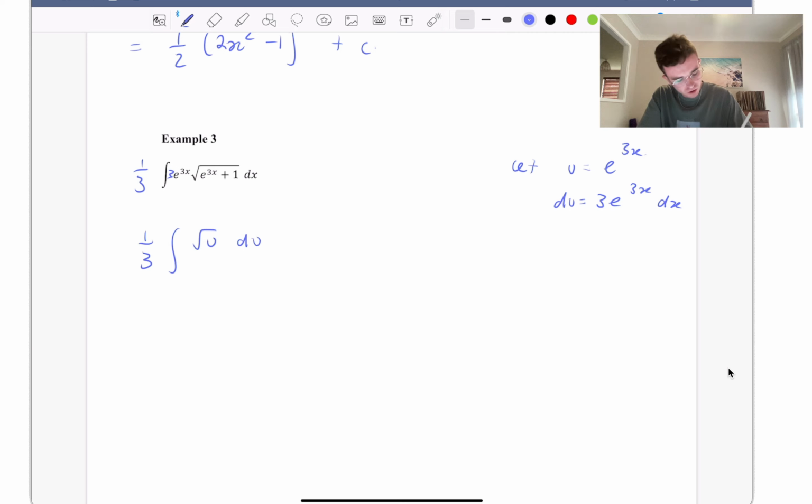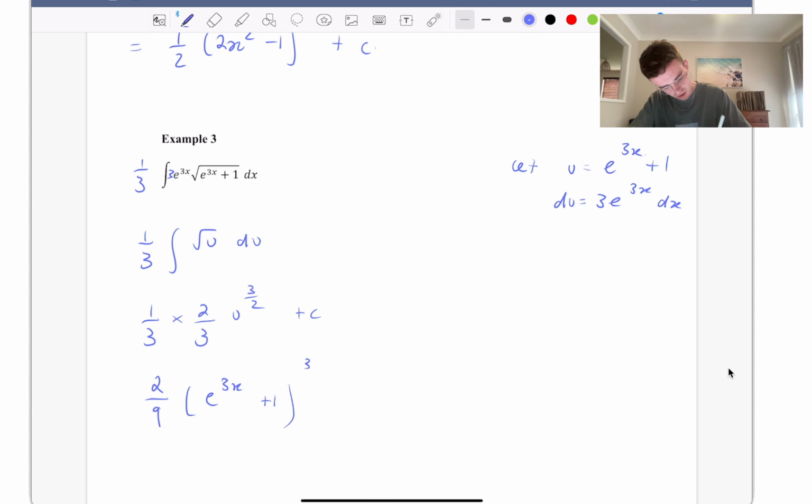Now the integral of root u is 2 on 3 times u to the 3 on 2. So it's going to be 2 on 9. And what was u? e to the 3x plus 1. Sorry, I meant to write that there. So 2 on 9 times (e to the 3x plus 1) to the 3 on 2 plus c. Done.